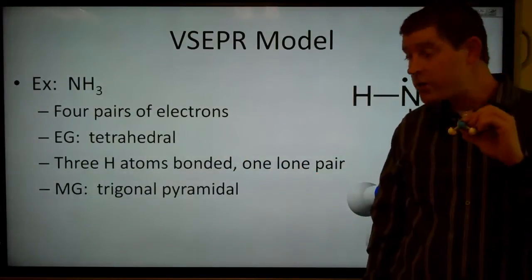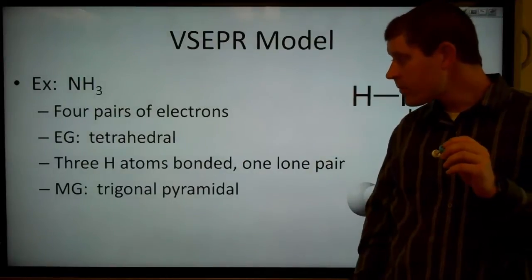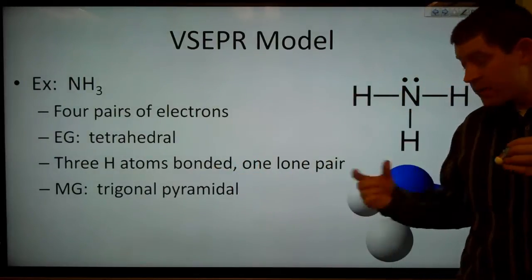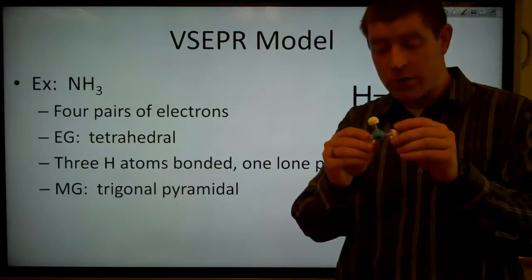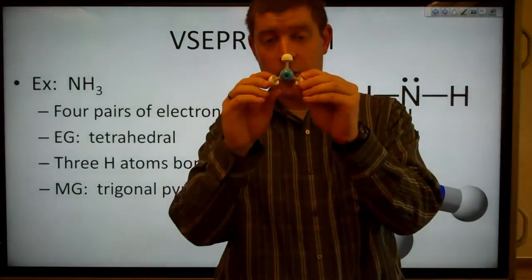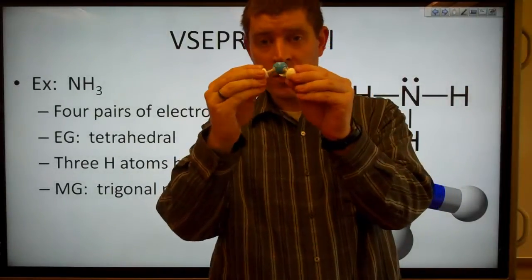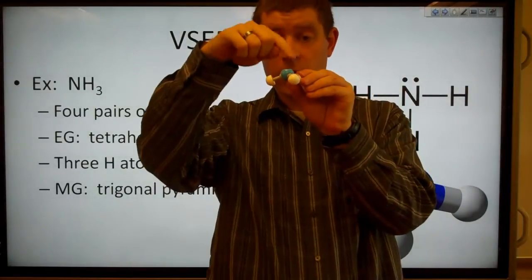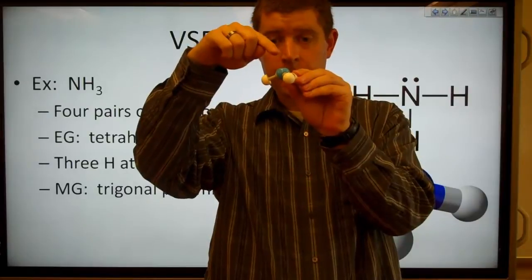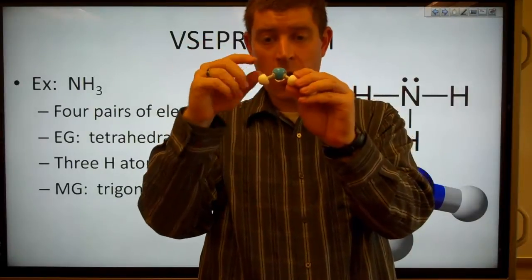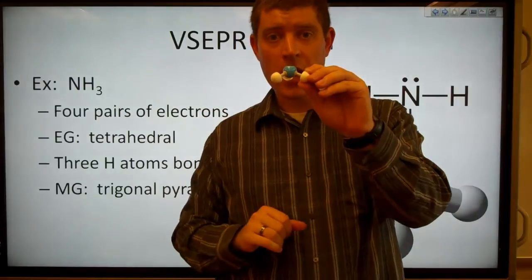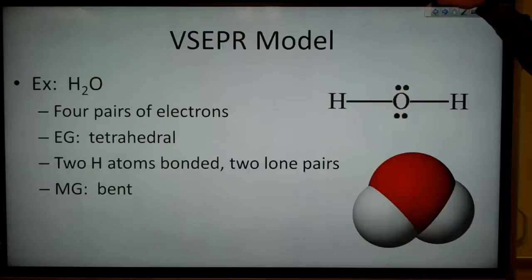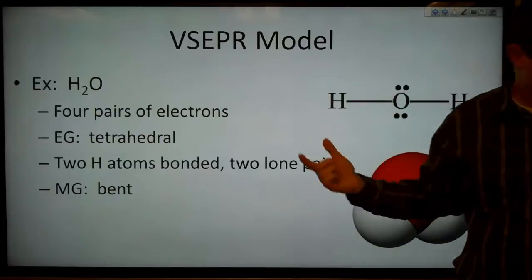That gives us a tetrahedral electronic geometry. But we only have 3 atoms bonded. We have 1 lone pair, which means that our structure here is trigonal pyramidal because we have 3 things bonded, but it's a pyramid shape. It's not tetrahedral anymore because we don't have anything bonded up here. And you can see, hopefully, that the nitrogen atom is not in the same plane as the 3 hydrogen atoms are. So now let's look at water.